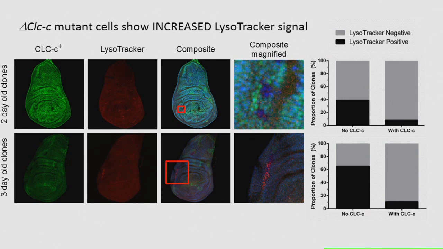Luckily, what we did see in these mutant clones was an induction or an increase in the intensity of LysoTracker signal. So here's an example of a 3-day-old clone, and here are the mutant cells, and you see a massive increase in the intensity of LysoTracker. And again, this has been quantified over here on the right. Not exactly what we expected. We were expecting, if anything, to see a reduction in LysoTracker signal.